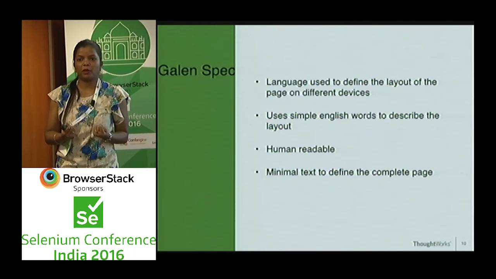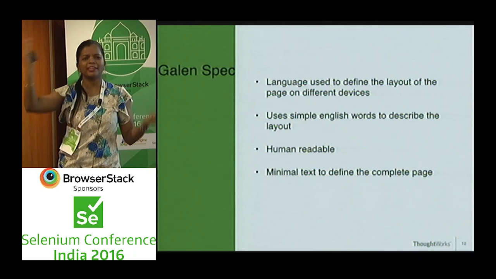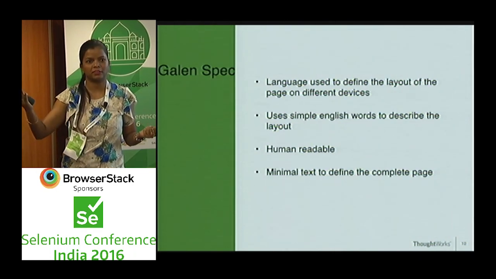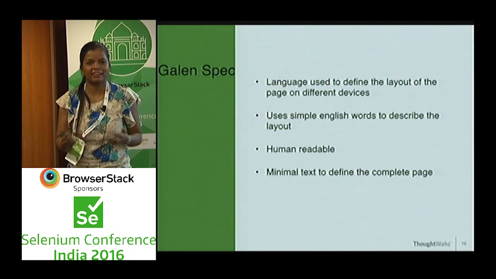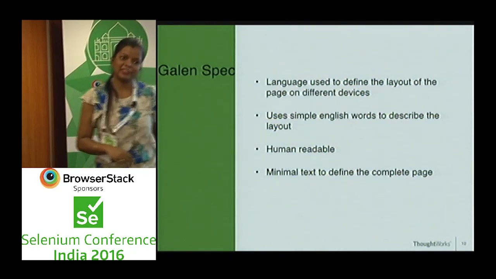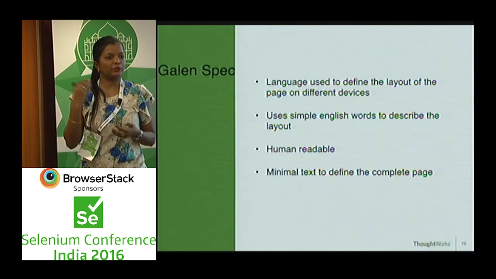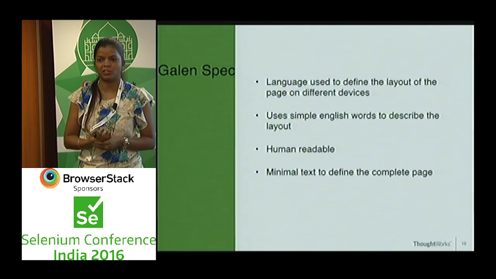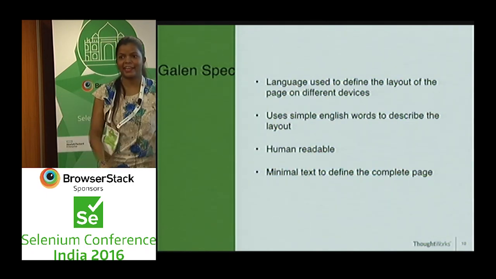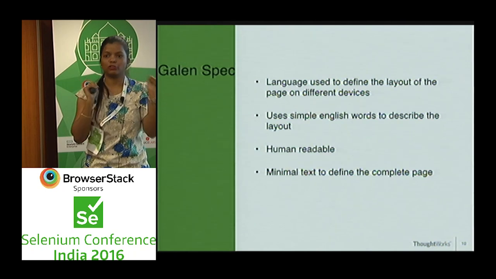How many of you know about cucumber? Yes, yes. Why did cucumber become so famous? Natural language, right? We are humans. We want something that we can read and write and easily understand. So the Galen spec file is exactly built with the same concept in mind. They wanted to write commands that are very readable in plain and simple English. It's as simple as, like I said, my menu bar should be on the top right corner, or my logo should be on the top left corner.